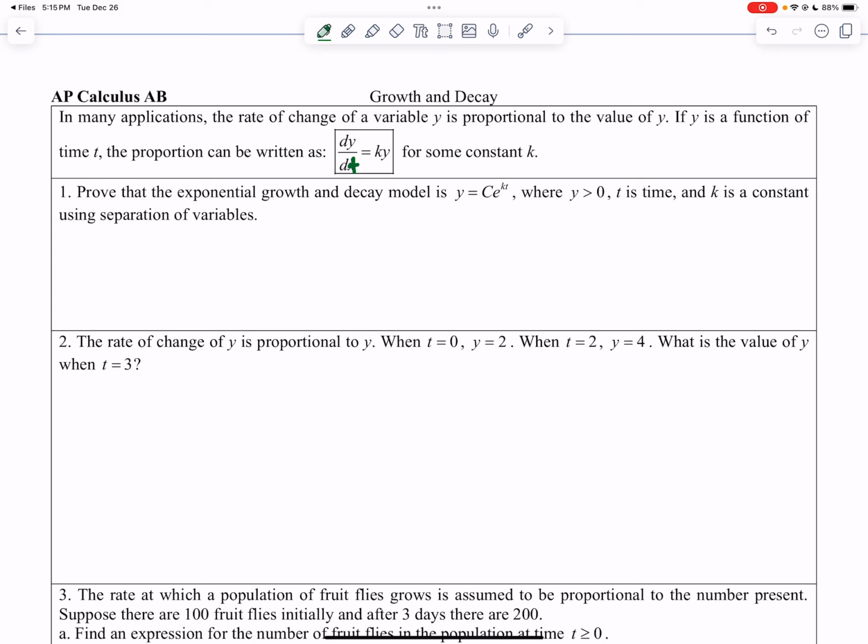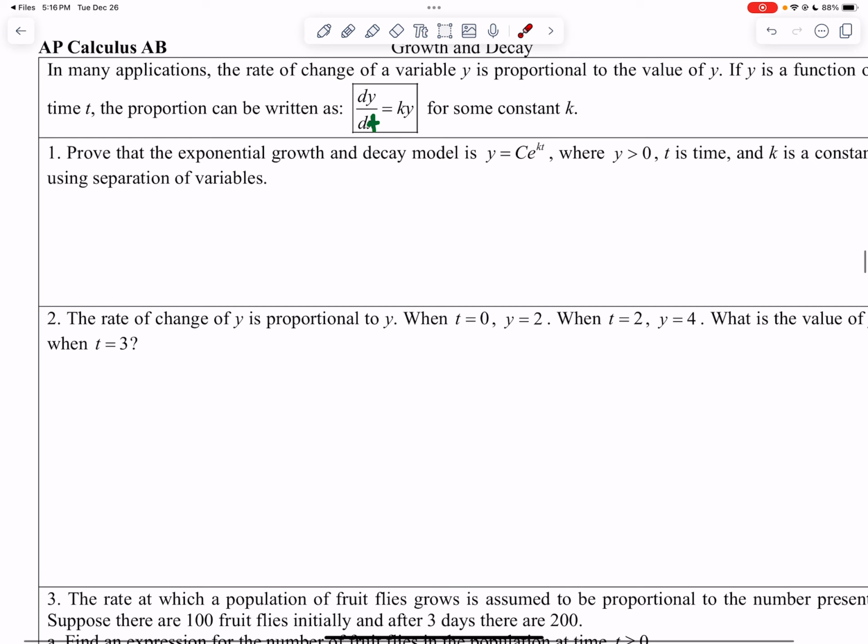Alrighty, in this video we are going to be talking about growth and decay. In many applications, the rate of change of a variable y is proportional to the value of y. If y is a function of time t, the proportion can be written as dy/dt is equal to ky for some constant k. This initially said dy/dx. Either way, it's going to be the same thing depending on whether it's x or t. In this case, we're going to be using time t just because in these applications, we're going to be working a lot with time.